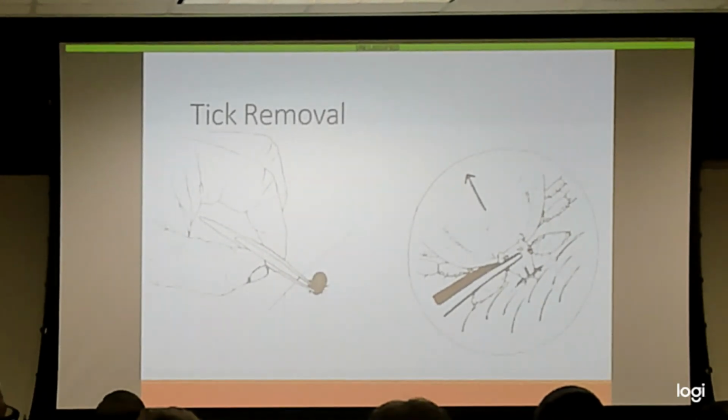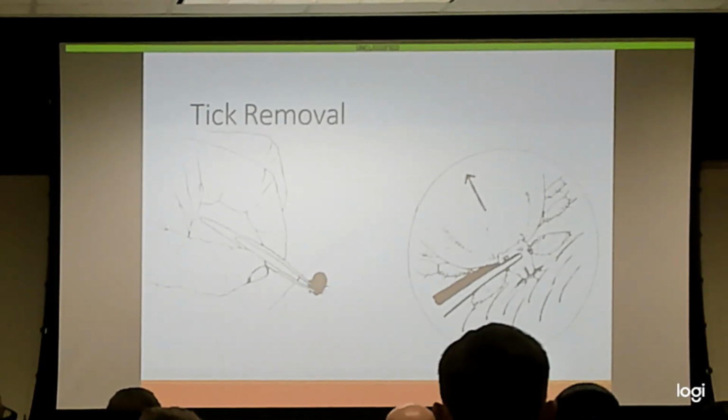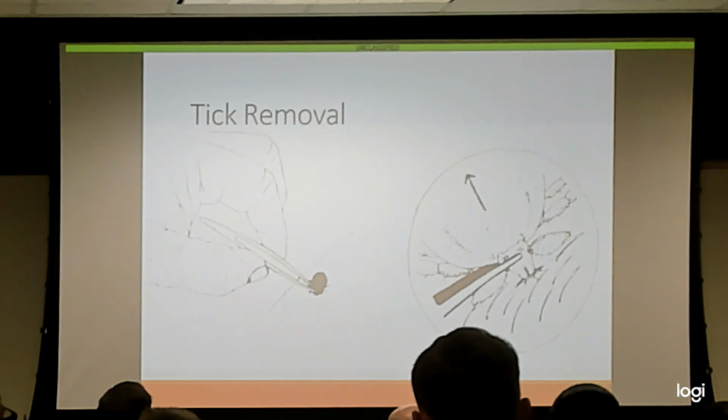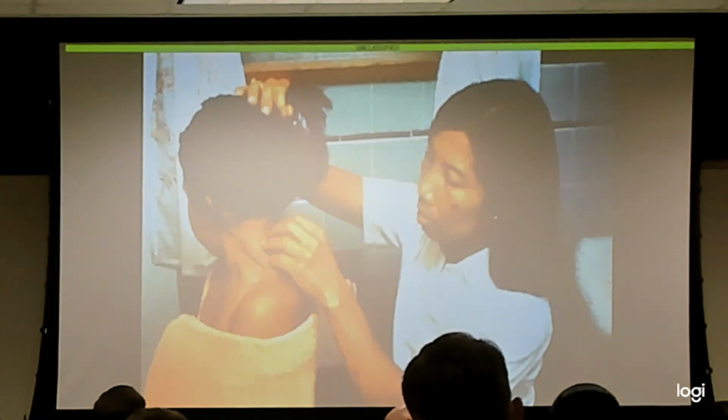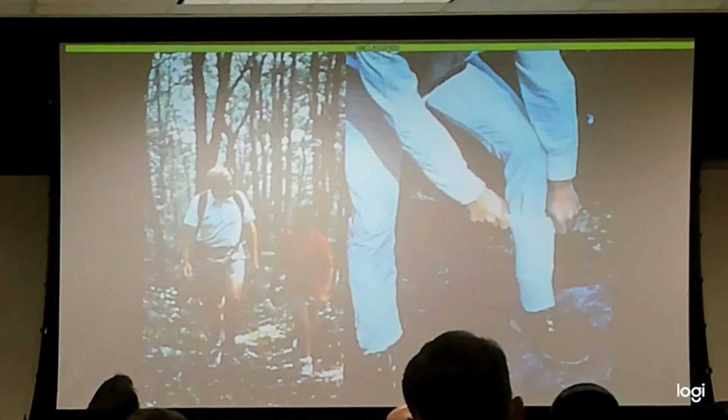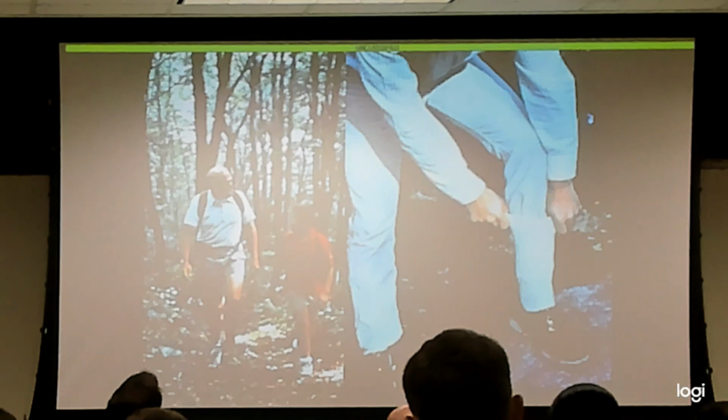Ways to get rid of it: either flush it down the toilet or put it in a bag with some alcohol to kill it. Don't try to crush it with your finger and pop all that blood it's been sucking on. Not good practice. This lady's checking the hairline for ticks in a host nation country. This is what they want you to do.